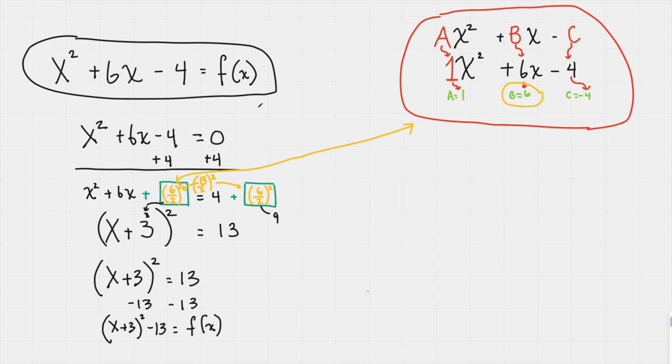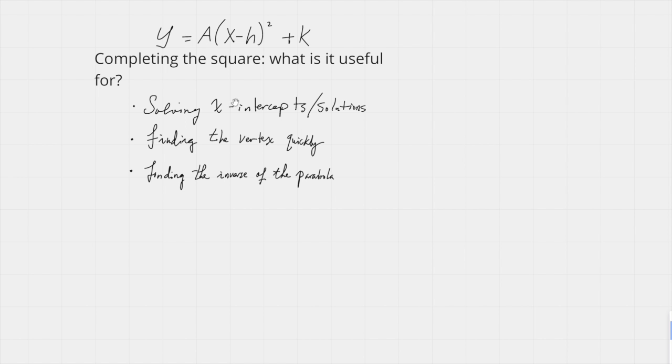Now, what is the purpose of changing this, or completing the square? There are a couple of purposes. When we get into this form of y equals a times x minus h squared plus k, completing the square will be helpful for us to solve for any x-intercepts or solutions without using the quadratic formula or factoring the function itself. If you have it in this form, solving for the x-intercepts will be really fast. It also lets us find the vertex quickly, because the vertex can be found with h for the x-coordinate, and k is your y-coordinate.